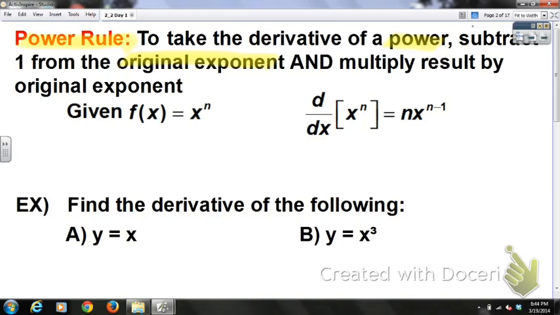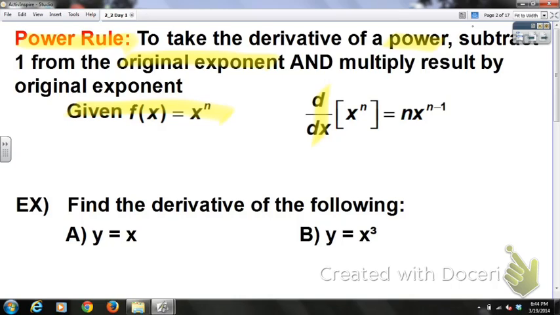So here's a very general example. You're given f of x is equal to x to the nth power. The derivative of that is actually going to be n times x to the n minus 1 power. Once you do some examples, you'll see that this is actually very simple.